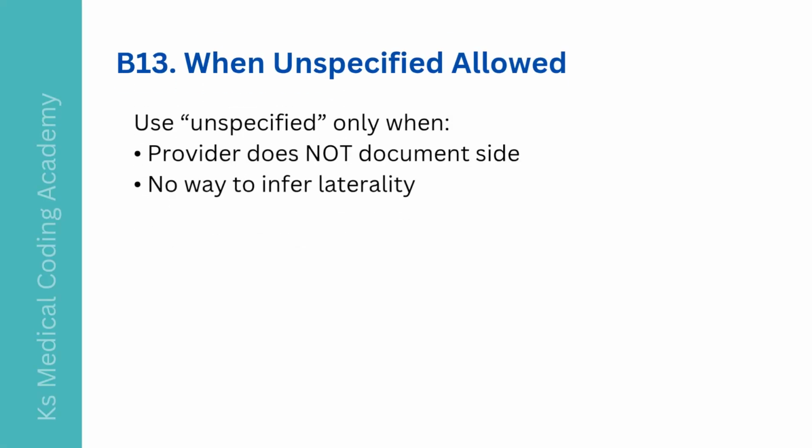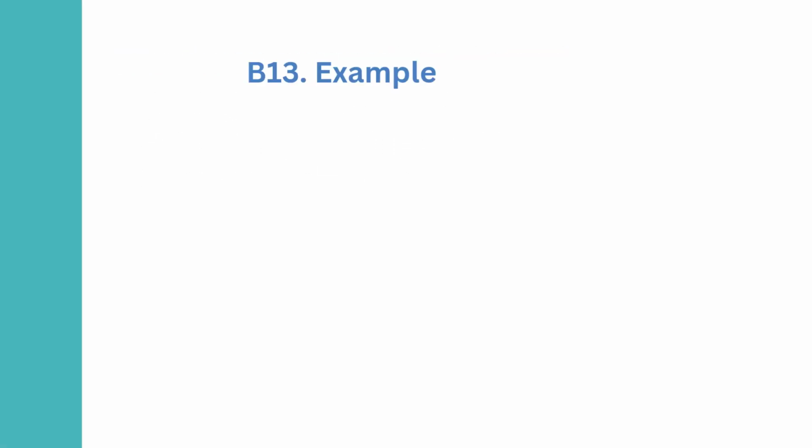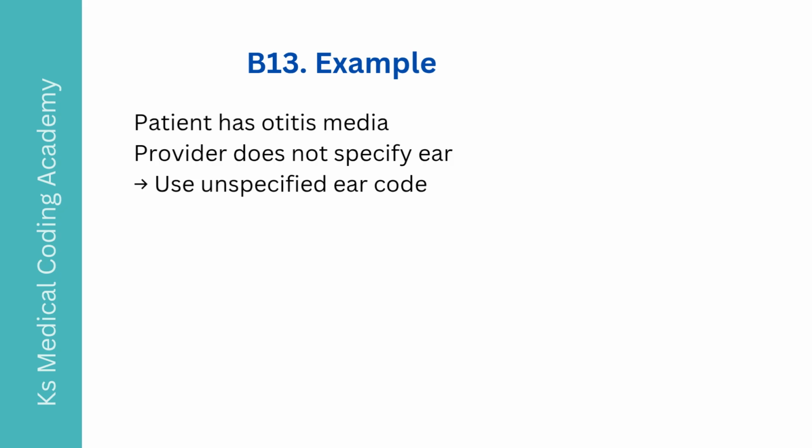When unspecified, allowed. Use an unspecified laterality code only when the provider fails to document the side, and there is no way to infer laterality from the medical record. Otherwise, always code right, left, or bilateral. Example: if a patient has otitis media but the provider does not document which ear is affected, then the unspecified ear code must be used.